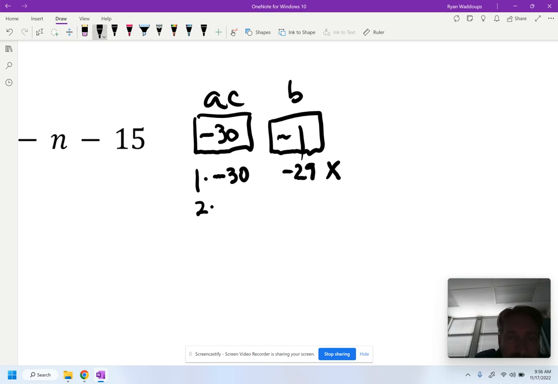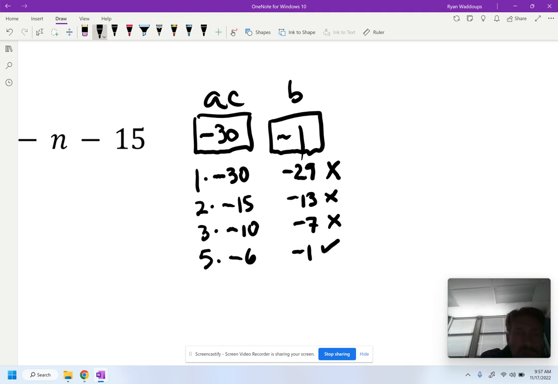So then I go to 2. 2 times negative 15, and that would combine to give me negative 13. No, not it. 3. 3 goes into 30 negative 10 times, and that would be negative 7. And that's not it. And 4 won't go into 30. 5 goes into 30. 5 times negative 6 would be negative 30, and 5 plus negative 6 is negative 1.